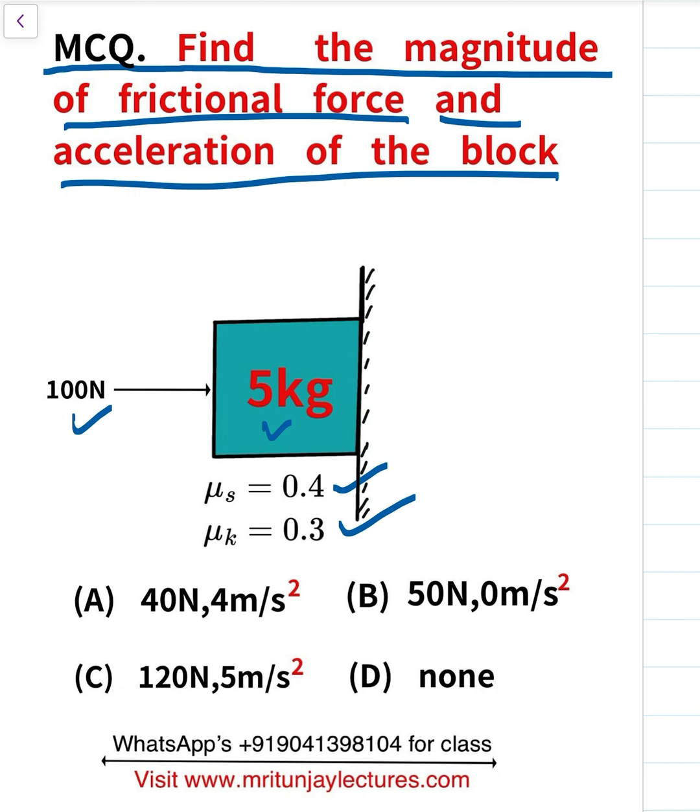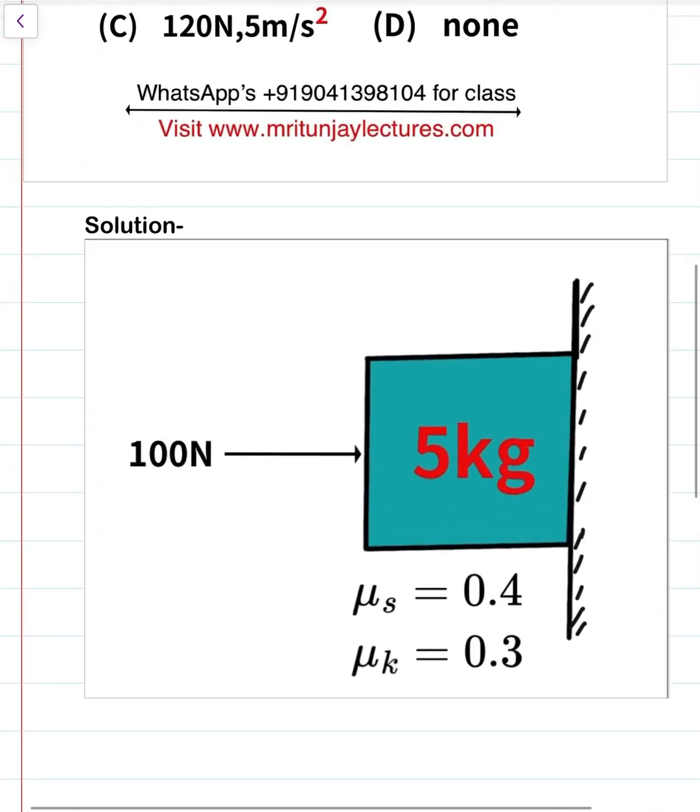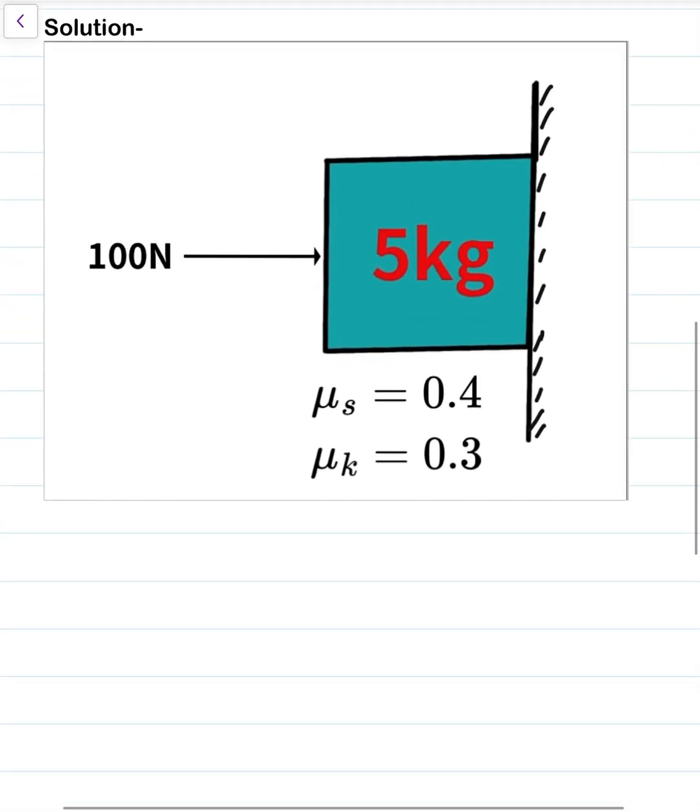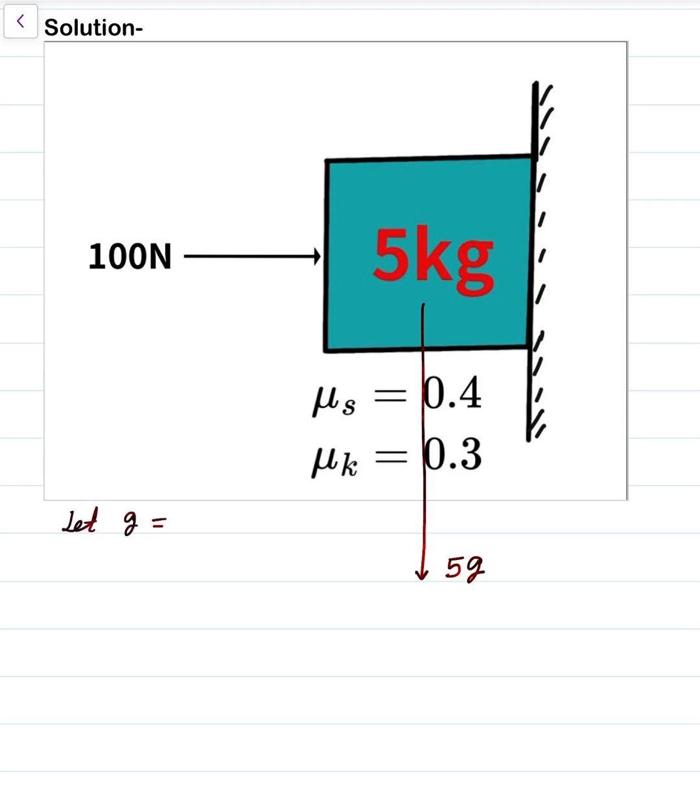So how can we do it? First of all, make a free body diagram of the 5 kg block. Look here. Mg always works in the vertically downward direction. How much? 5g. Now let g be equal to 10 meter per second square for simplicity, otherwise you can take 9.8 meter per second square.